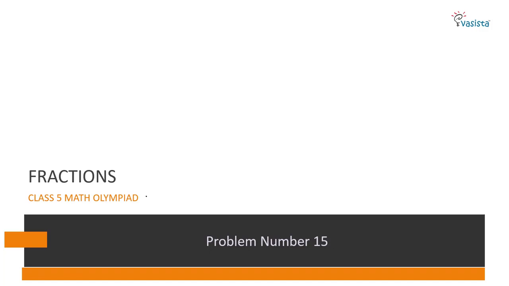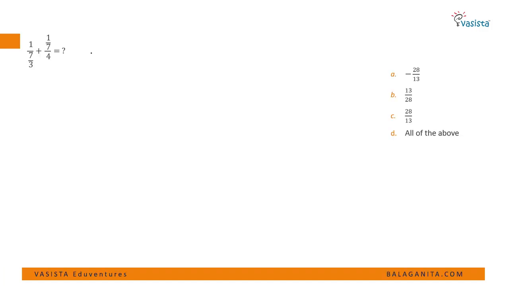Let me go with the 15th problem here. So what they have given here is (1 divided by 7/3) plus (1 divided by 7/4) is equal to what? So we know that the denominator of the denominator goes to the numerator.